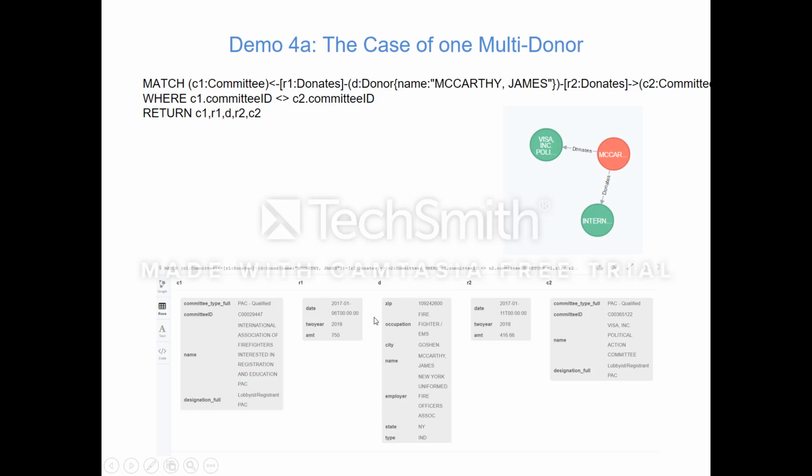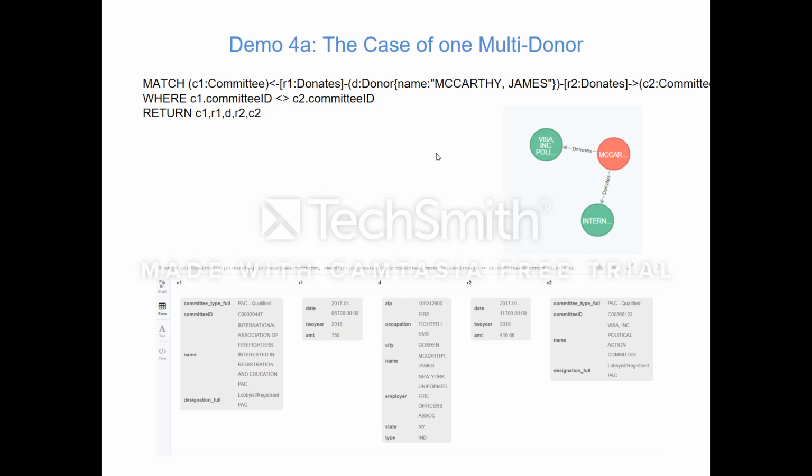And as we have at the bottom here from Neo4j, the row view, we can see the committee he donated to, the relationship, his information, and of course, it's not surprising that since his occupation is firefighter and EMS, that he donated to the International Association of Firefighters and wanting to advance their causes. And then for some reason, he donated to Visa as well.